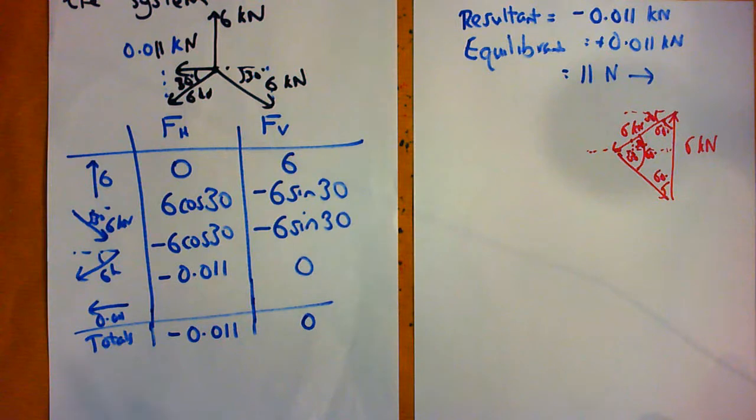They make a closed shape, which means they exactly cancel each other out, leaving just the 11 Newton force, and therefore all that the equilibrant needs to do is cancel out that 11 Newton force by being an 11 Newton force in the opposite direction.